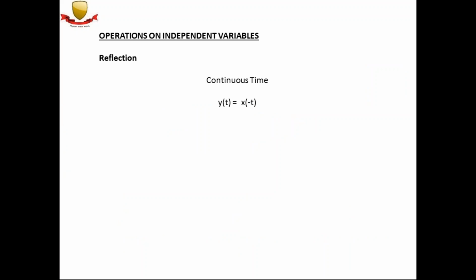Similarly, it's something about time reversal. You can also call it reflection. It may be your even signal, where x of minus t is equal to x of t. It may be an odd signal, where x of minus t is equal to minus of x of t. That is, a negative of this reflected version, right?